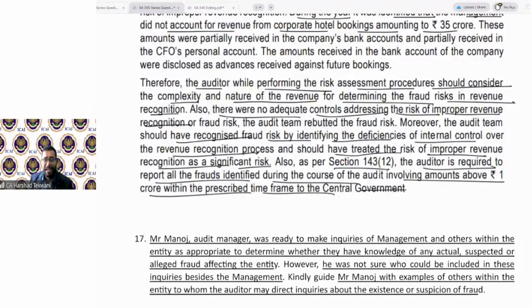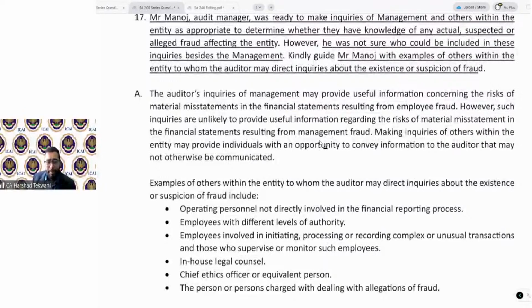Okay, let us see the answer. Now, while understanding the entity and its environment, and while understanding the risk of material misstatement in the financial statement due to fraud, we need to perform some inquiries with the management. Other than the management, we can also make inquiries with some other persons within the organization to understand the existence of suspicions of fraud. They may provide you useful information regarding the risk of material misstatement resulting from management fraud.